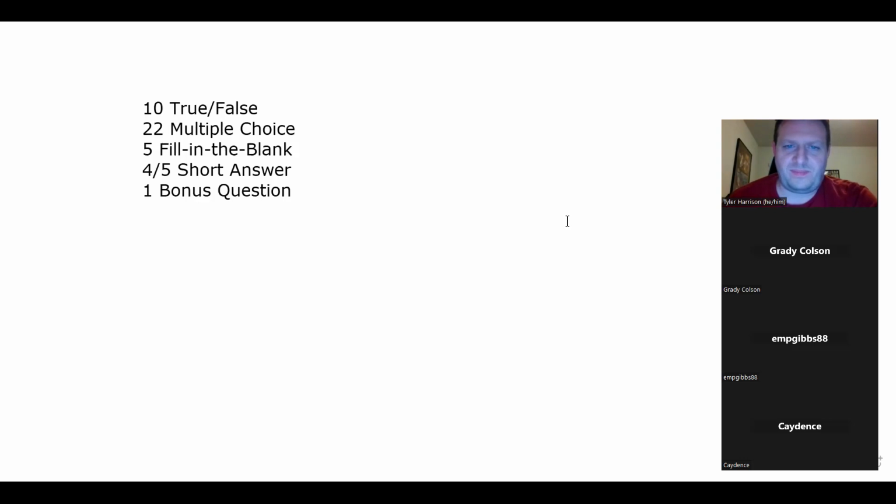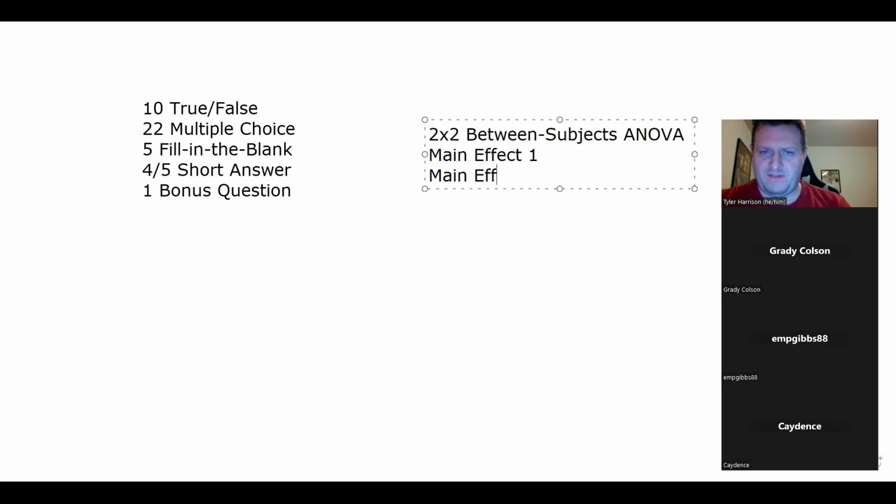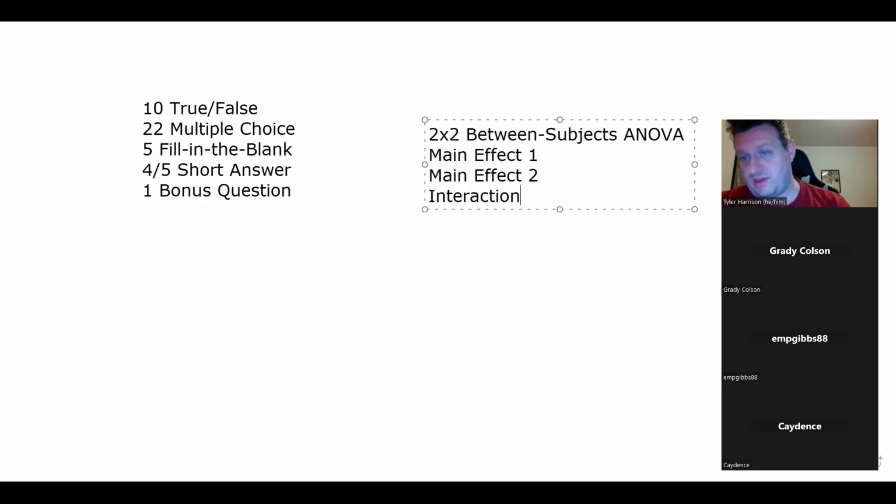Let's do that. So we've got a 2x2 between subjects ANOVA. All right, we've got 3 effects, right? Main effect 1, main effect 2, and the interaction between the 2 things, right? Those are the 3 effects that we have.